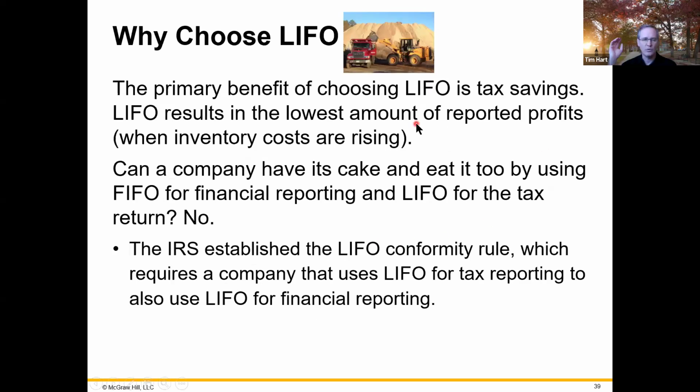Why choose LIFO? Newest stuff being sold first, that newest sand being sold first. The primary benefit is tax savings. So LIFO results in the lowest amount of reported profits because inventory costs are rising. So we're reporting a higher cost of goods sold because it's those $11 units, those most recent units, that were sold. So that lowers our net income, right? We're selling at that same price of 15 and we sold all the 11s. So it makes it look like our net profit is smaller, and less taxes.